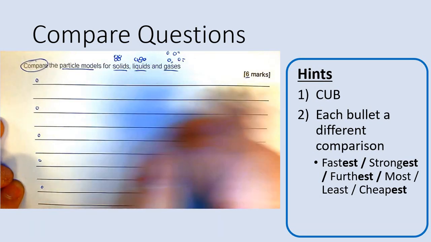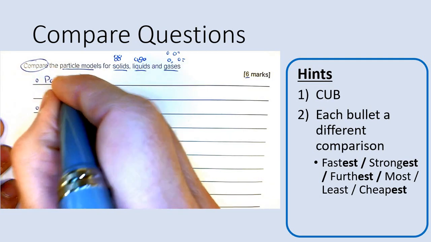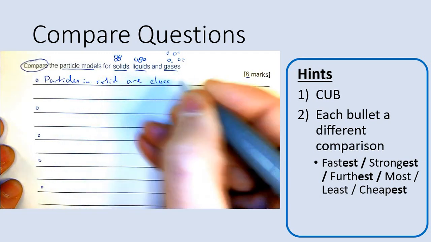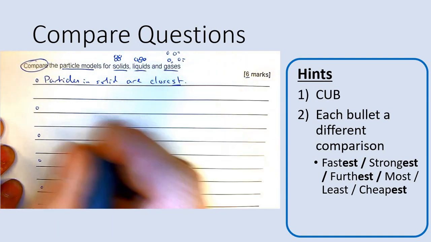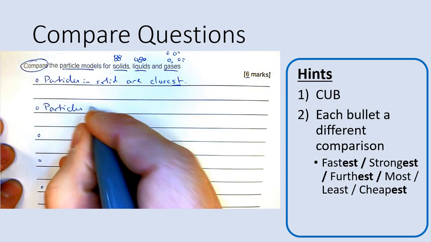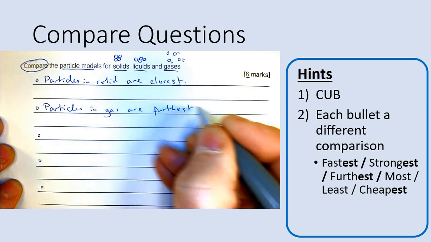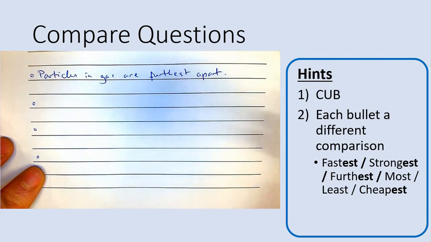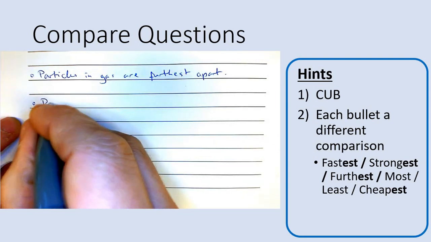And while I'm doing that, my brain is already thinking of answers, so I can see straight away that particles in solid are closest, because it has to be a comparison. Without that closest, it's not a comparison. Well, I can do the opposite of that then. Particles in gas are furthest apart. There's no point here talking about solids are hard and gases are not, because I have to talk about particle models.